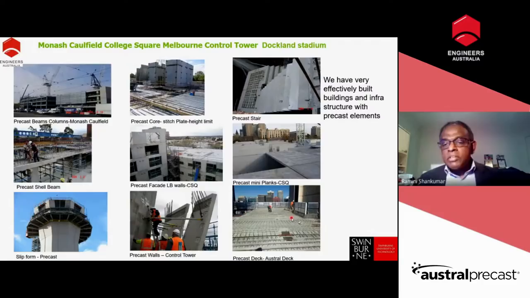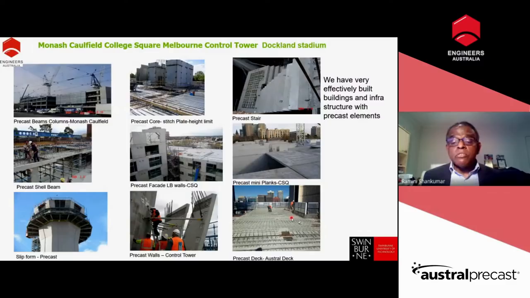And mini planks, we have got a sort of pre-stressed mini planks. We have used them to get rid of the formwork. And also this next structure, which is the Melbourne Control Tower, we can mix and match the construction system. We had a slip form stem and the precast funnel. You could see that, and the propping is very important with this. And also with the prefab construction in Perth, we have used Austral Deck.